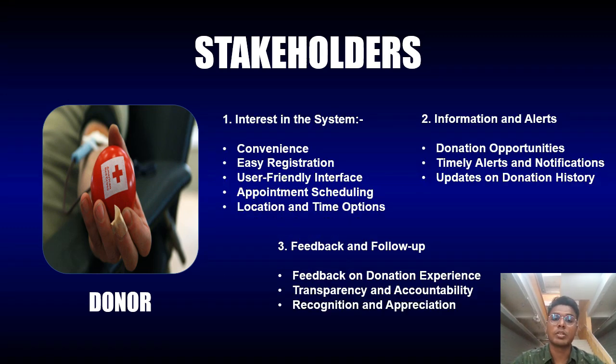Next, we talk about interest in the system. First and foremost is convenience: easy registration, a user-friendly interface, appointment scheduling, and location and time options. These are the most basic things that should be in the system. Second is information alerts: donation opportunities, timely alerts and notifications, and updates on donation history. Third is feedback and follow-up, which means feedback on donation experience, transparency and accountability, recognition and appreciation. Just because we are creating a blood donation system, the system should be very convenient for them.